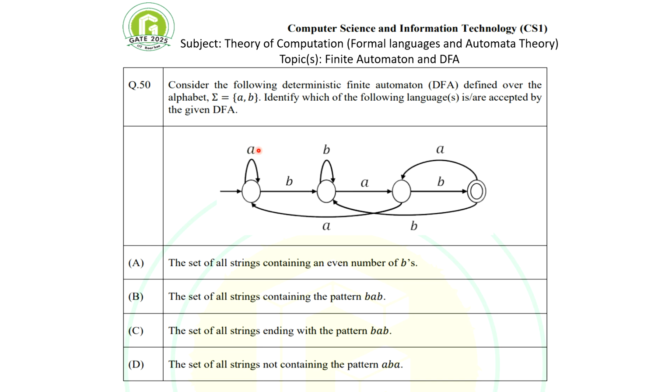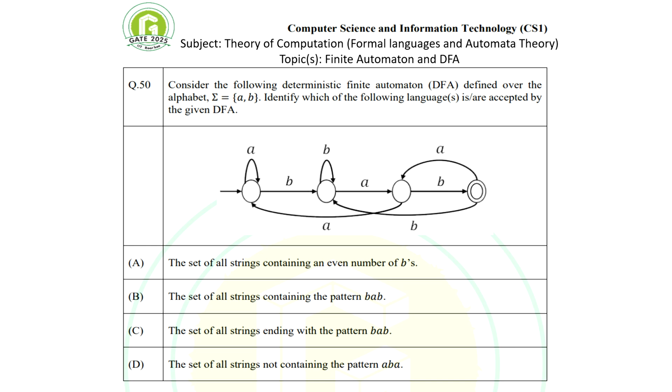So this question is from the Theory of Computation subject from Finite Automaton chapter. You have been given this DFA and you are asked what is the language accepted or recognized by this DFA. The best way to tackle this question is to come up with strings to refute the options. So you come up with a counter example to show which of these options are wrong. So let's see the option A first.